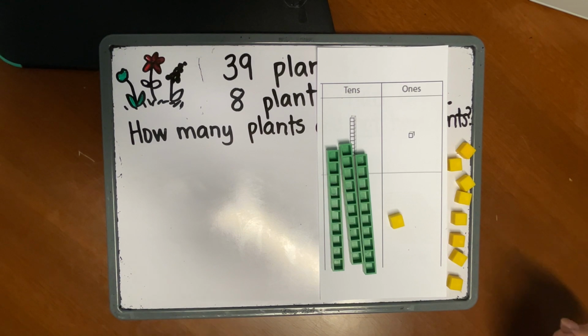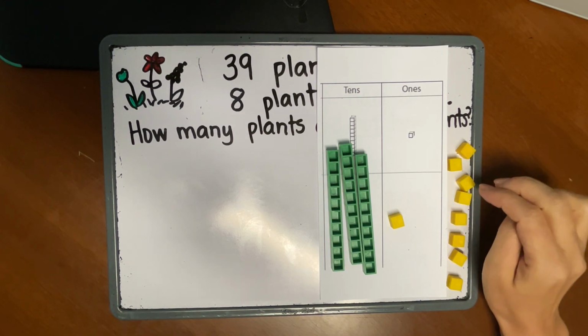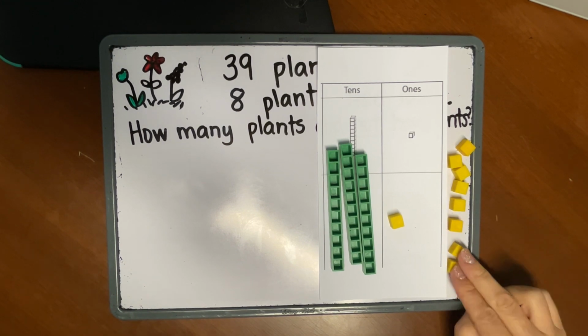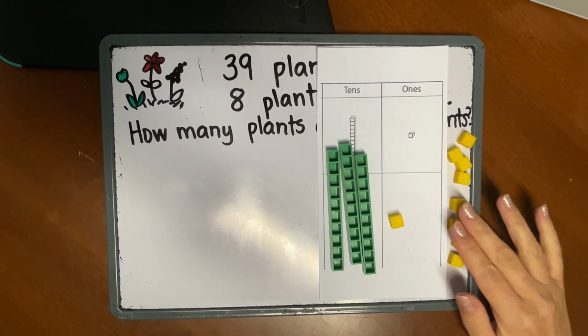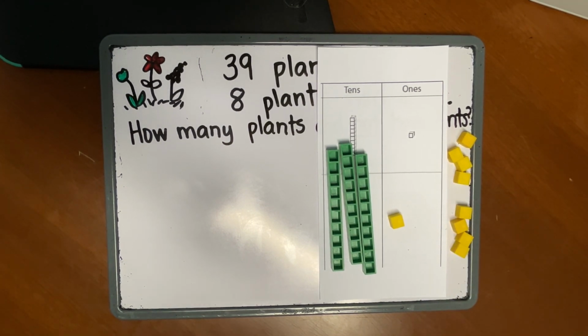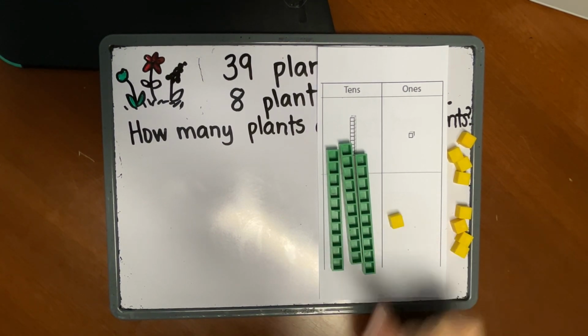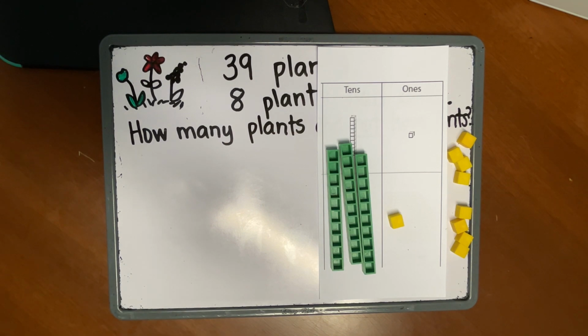What was a more efficient way I could have counted that? Maybe by 2s. 2, 4, 6, 8. Or I could do 4 and 4. That's 8. So how many did not have ants? 30 and 1 is 31.